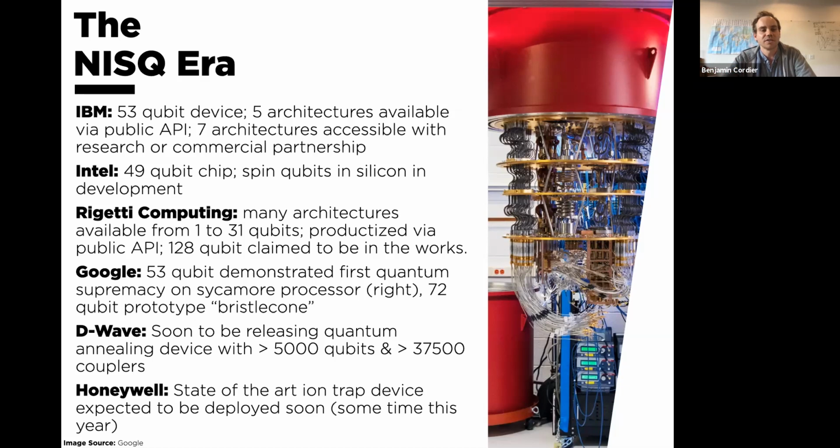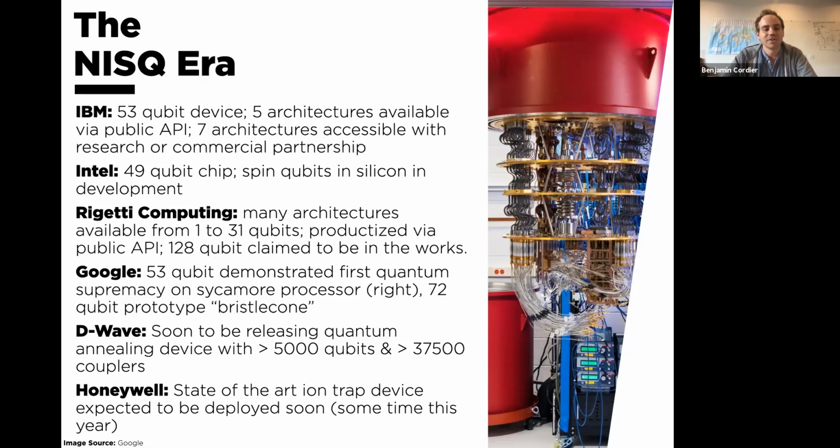IBM recently released their 53 qubit device. Intel is currently working on a 49 qubit spin qubit chip in silicon. Rigetti, which is one of the startups, has many architectures available, productionized through a public API, and they claim to have a 128 qubit system in the works. Google demonstrated that quantum supremacy result recently, and they are currently prototyping a 72 qubit device, reportedly.